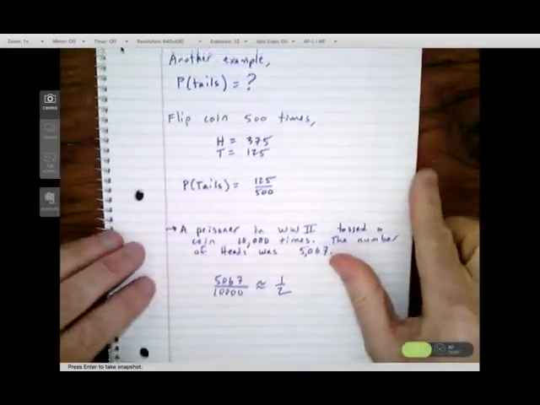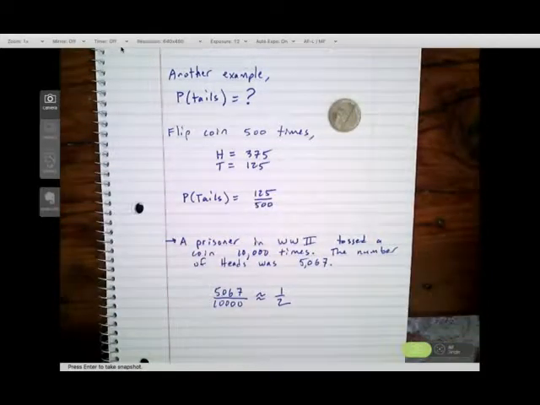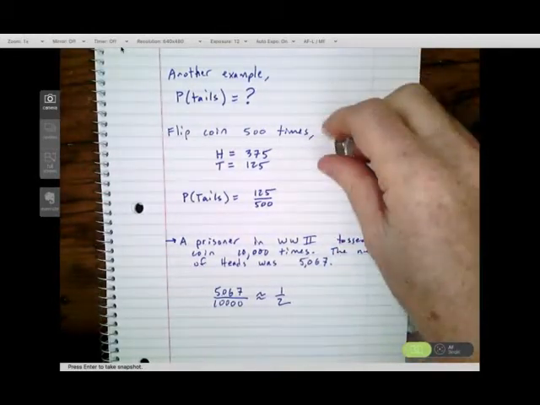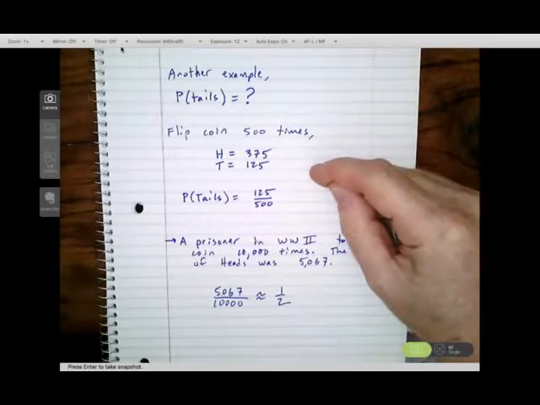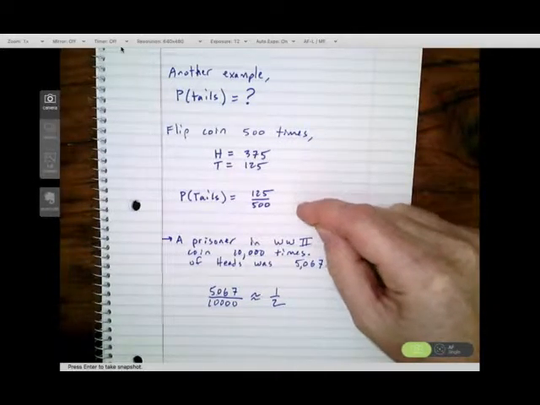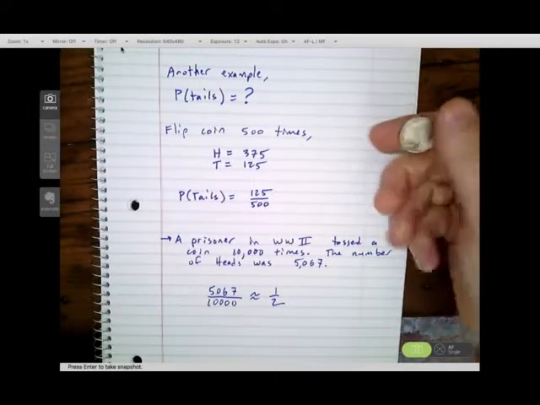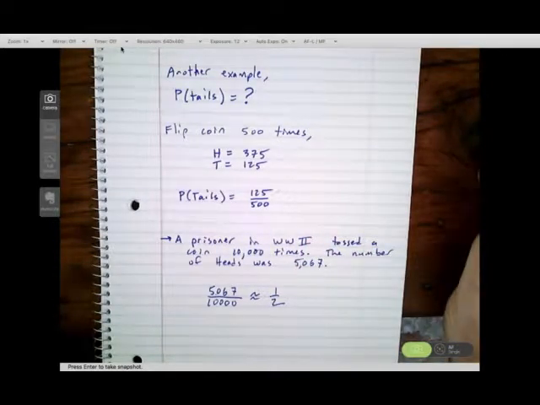Another quick little example. Let's say you wanted to figure out what the probability of flipping a tails on a coin is. Well, what you could do is flip the coin 500 times, right? Flip it over and over again, 500 times. And if you do that experiment, here we got heads was 375 and tails was 125. So that's 125 out of 500 according to this experiment. Now we would expect it to be half because there's one tails out of two sides, right? We would expect it to be about half, but this is a lot less than half.